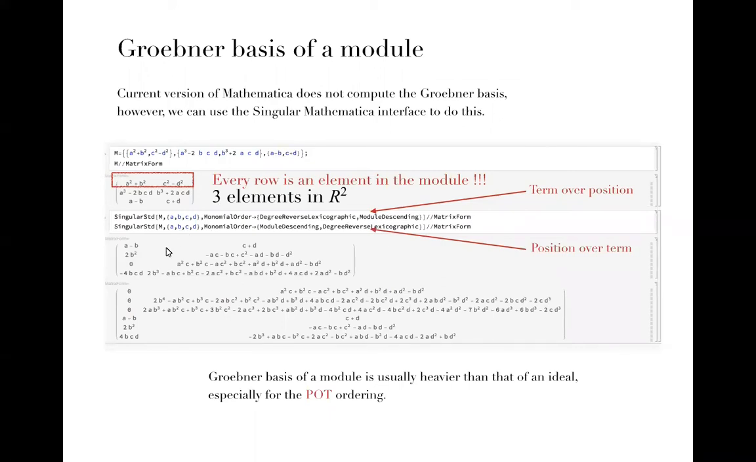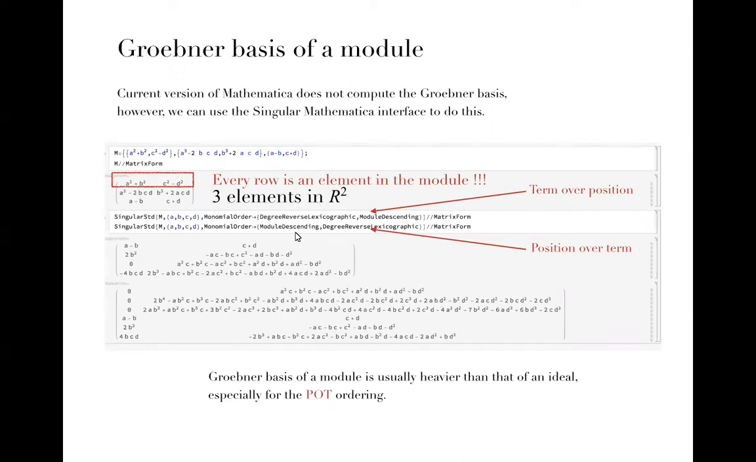But the thing is, you can see it clearly: if you do this POT, position over term, the result is much, much longer, and this one's result is shorter. So that's a lesson. If you do this kind of Gröbner basis computation of a module with POT, it's actually a very heavy computation, because you really try, by brute force, to get rid of some components in one direction.